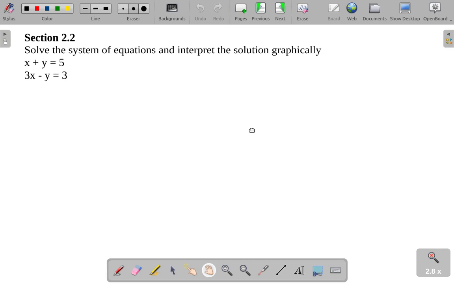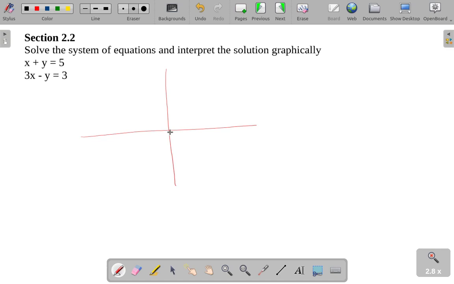Alright, so a system of equations. A system of equations is what we get when we take multiple equations into account simultaneously. So in this example, we are to solve the system of equations and interpret the solution graphically. Each of these equations individually has its own solution.